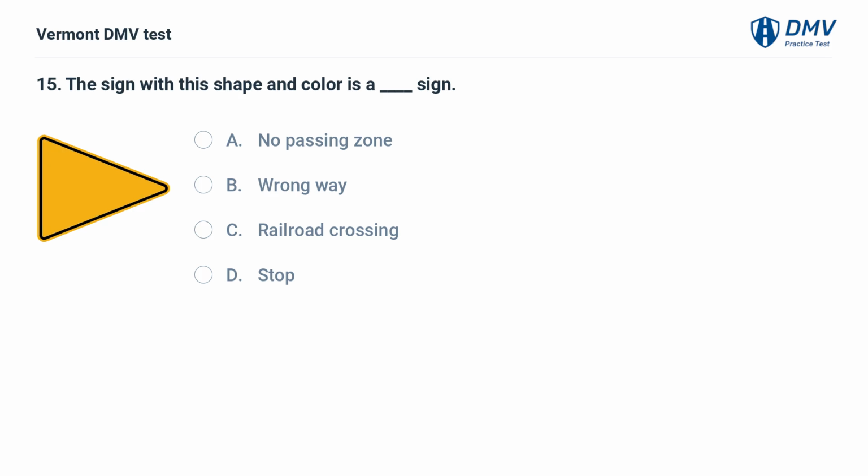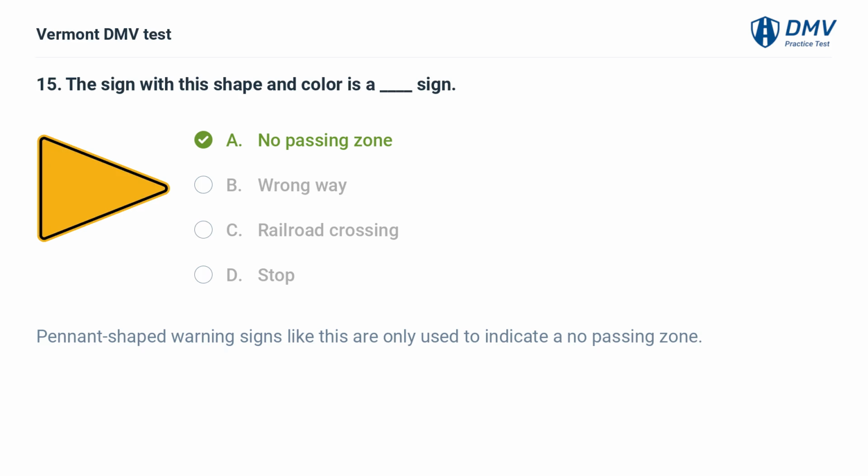The sign with this shape and color is a fill in the blank sign. A. No passing zone. B. Wrong way. C. Railroad crossing. D. Stop. A. No passing zone. Pennant-shaped warning signs like this are only used to indicate a no passing zone.